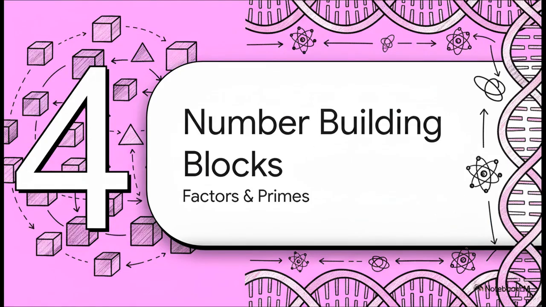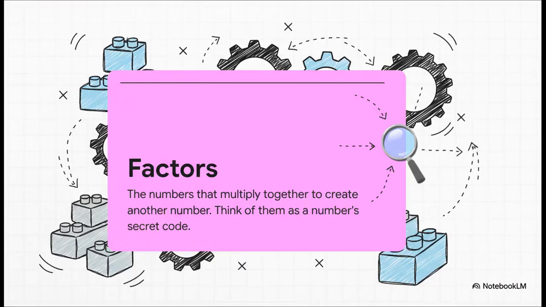So, we figured out how we can break down complex shapes into simpler parts. But what if we could do the exact same thing with numbers themselves? Let's dive into the fundamental building blocks of numbers and uncover the secret code that basically governs them all. The key idea here is understanding what factors are. And it's simple. Factors are just the numbers you can multiply together to get another number. So for the number 12, the factors are 1, 2, 3, 4, 6, and 12. They're kind of like a number's secret building blocks.